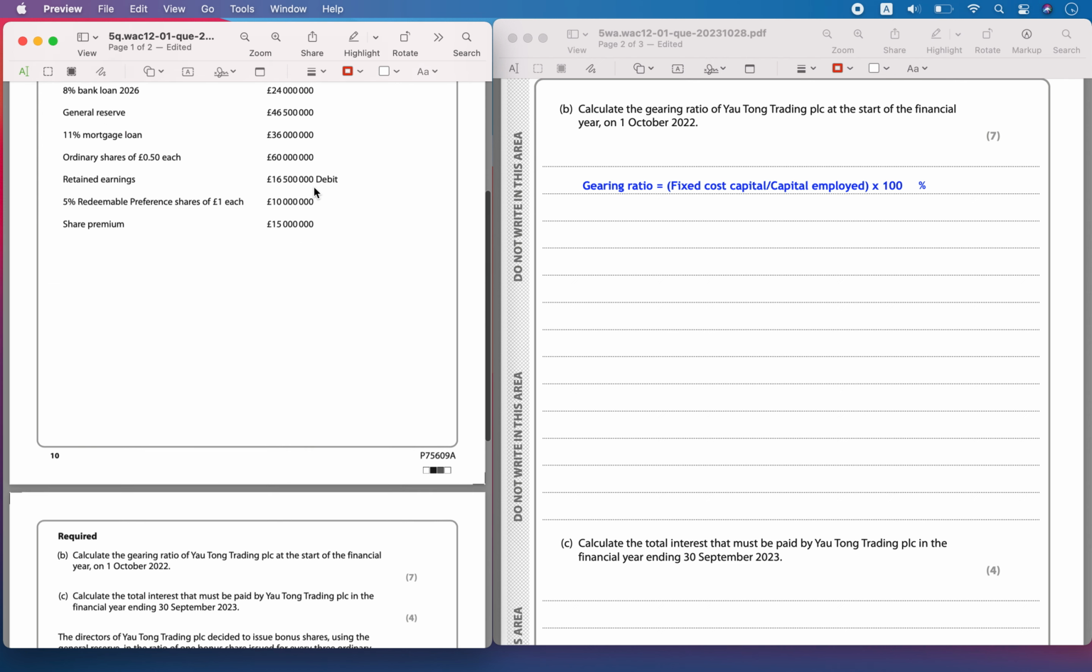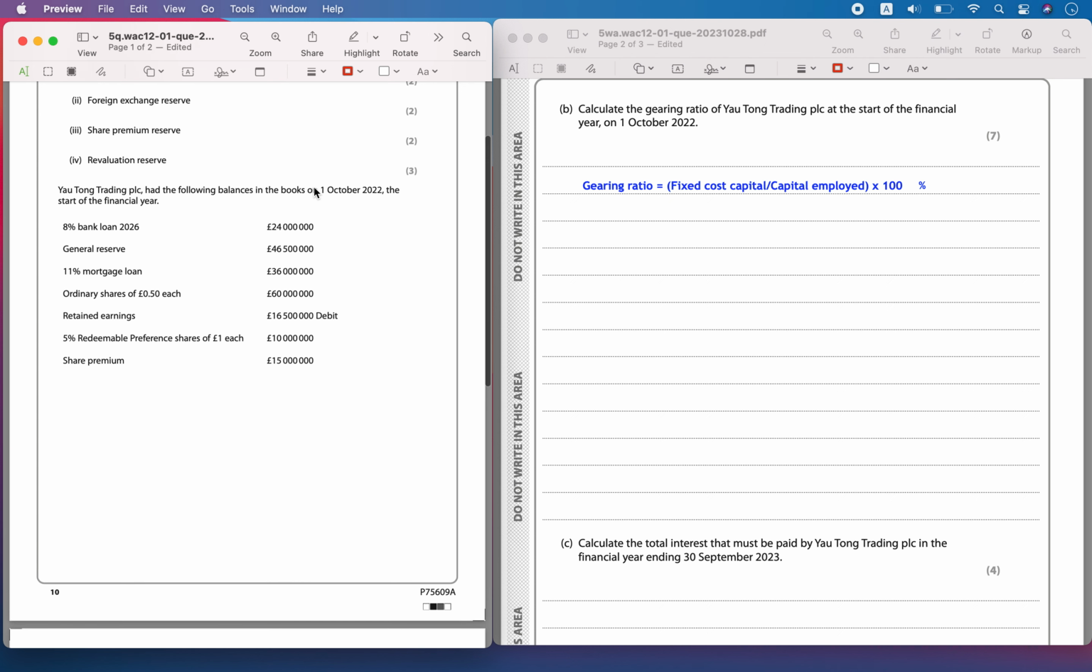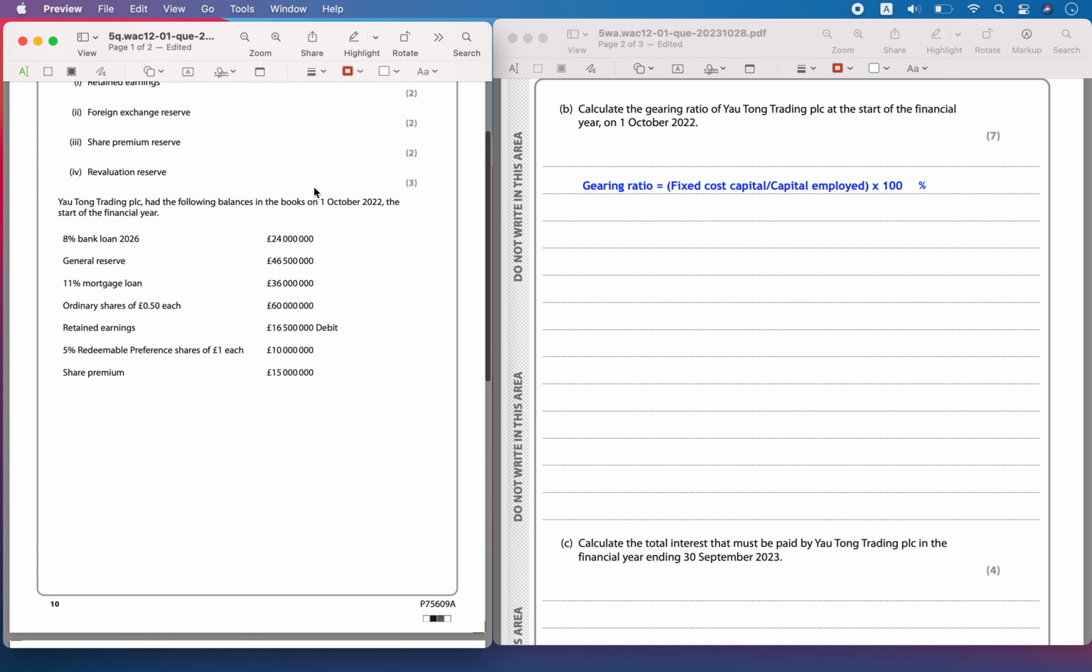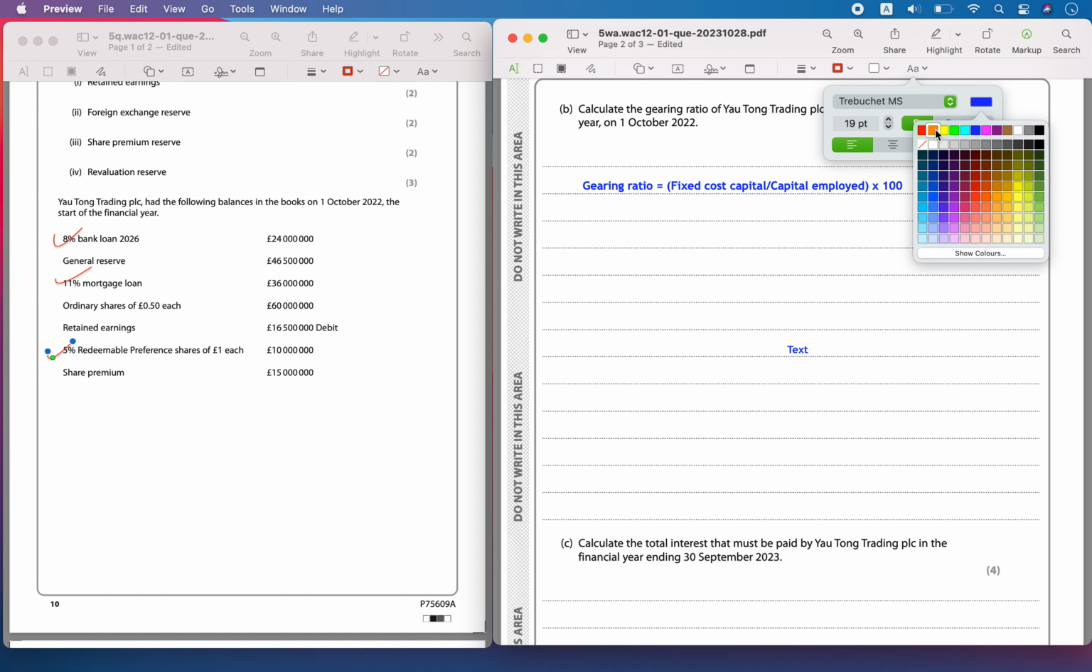So fixed cost capital over capital employed. In this we have to understand what the fixed cost capitals are, which are going to have a long term impact. It's a long term liability. Let's mark here. The first one is the bank loan, then you have to include the mortgage loan, and the third one you are going to include is redeemable preference shares. So these are the fixed cost capital.